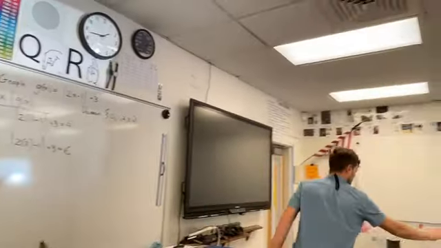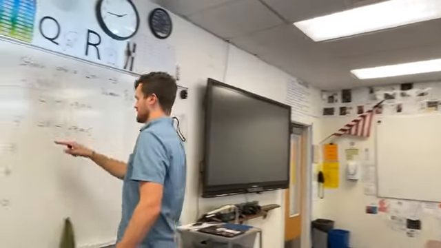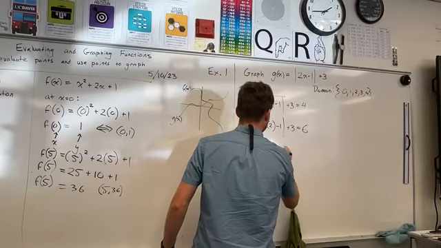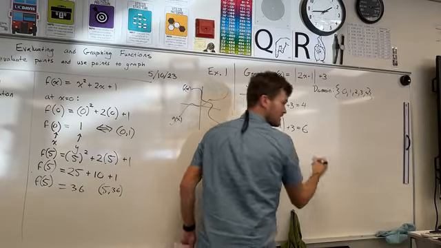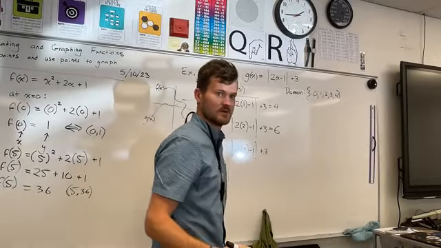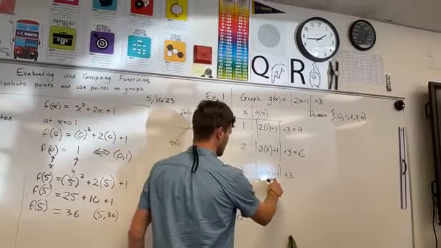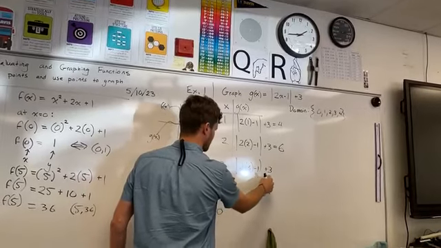Yep. All right. Next, I've got 3. I'm plugging in 3 into this x. It's going to be the absolute value of 2 times 3 minus 1, plus 3. Who do I not have? Julian, go for it. 5, 5, 8.